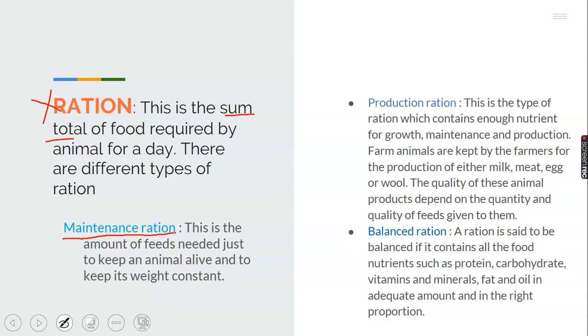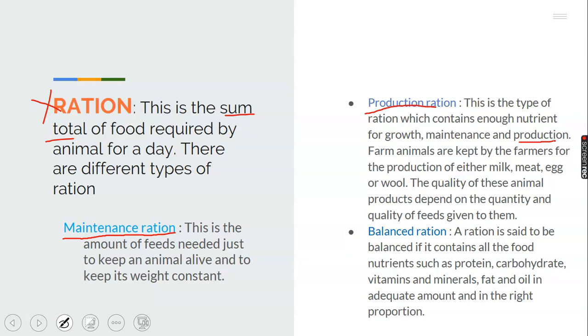The second one is production ration. This is the type of ration which contains enough nutrient for growth. Take note of that: for growth, maintenance, and production. Please take note of the word production. This feed is given to the animal for growth and for production especially.